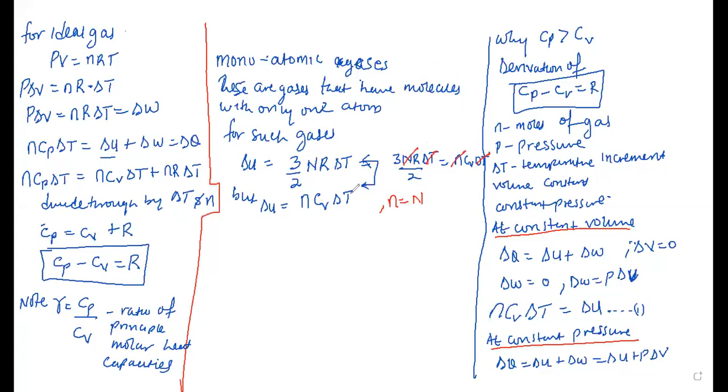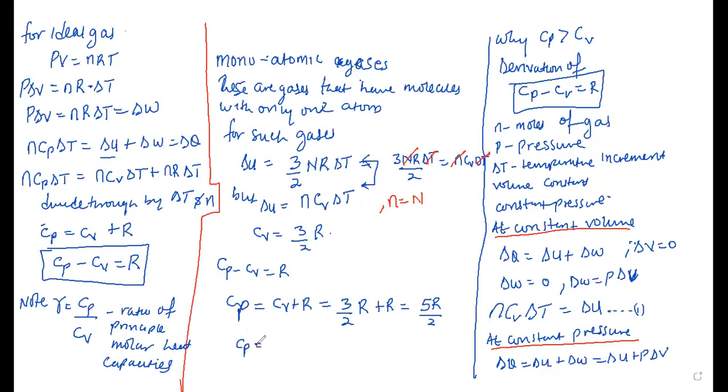So finally, I'll have Cv is equal to 3/2 R. Now, if you go back to our molar heat capacity equation, which is Cp minus Cv is equal to big R, you would see that Cp is equal to Cv plus R, which is 3/2 times big R plus big R. Ideally, this would give us 5 big R/2, where big R is the molar gas constant. So we shall have Cp, molar heat capacity at constant pressure, equal to 5/2 of R. This is for a monatomic gas.